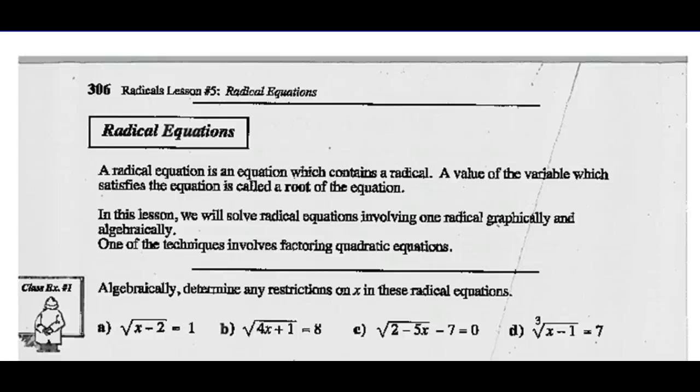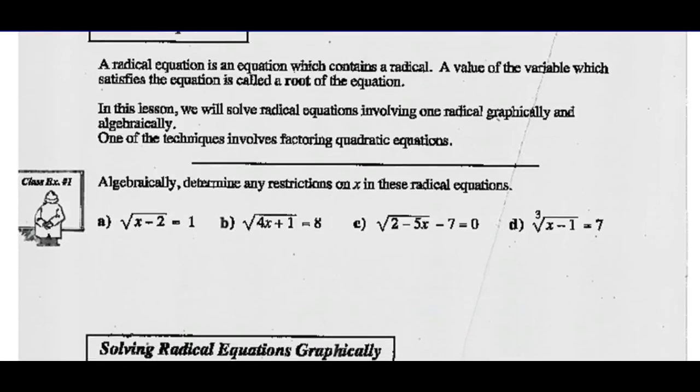Let's look at a radical equation then. A radical equation is an equation which contains a radical. A value of the variable which satisfies the equation is called a root of the equation. In this lesson, we will solve radical equations involving one radical graphically and algebraically. One of the techniques involves factoring quadratic equations.